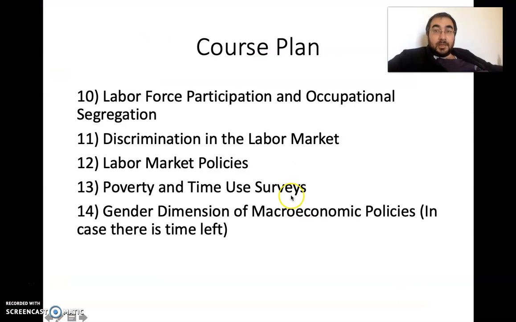Welcome back. We have only one slide left, which is on the last 5 weeks of the course. The next 3 weeks, 10, 11, and 12, are on the labor market, which will be on labor force participation, occupational segregation, discrimination in the labor market, and specific examples of labor market policies. If you have taken labor economics, we have covered this part, although here we will cover it in a more detailed way.